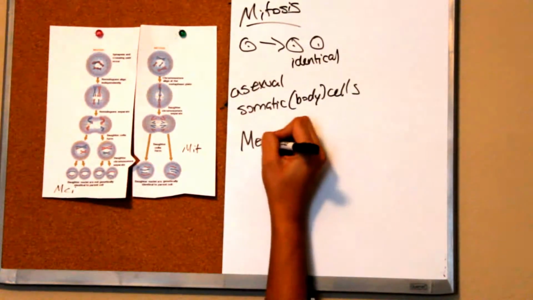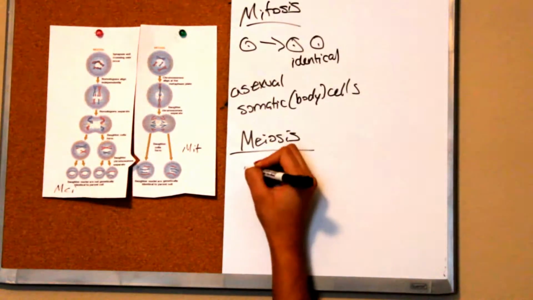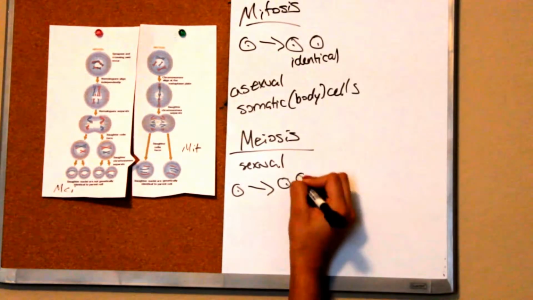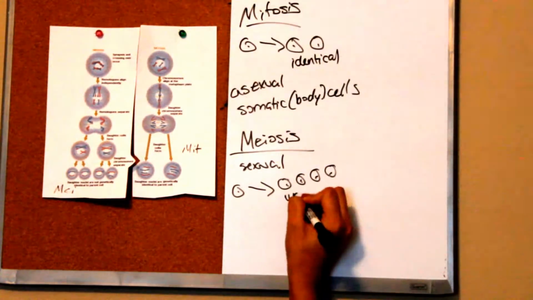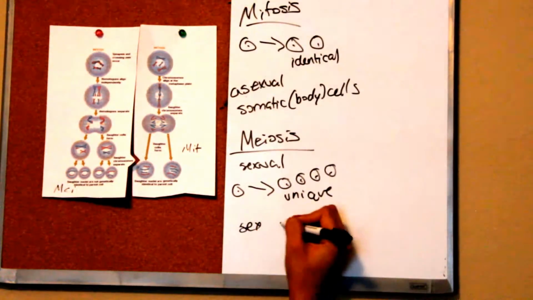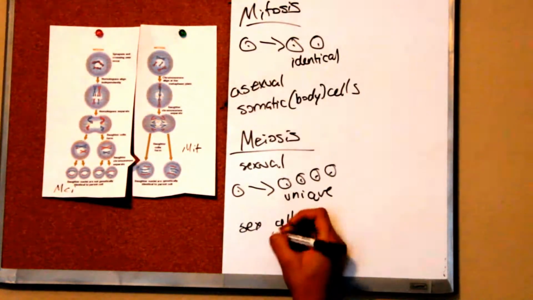But in meiosis, it uses sexual reproduction. From one cell, four cells are formed, and they are unique. It is done in sex cells, in the testes and ovaries.